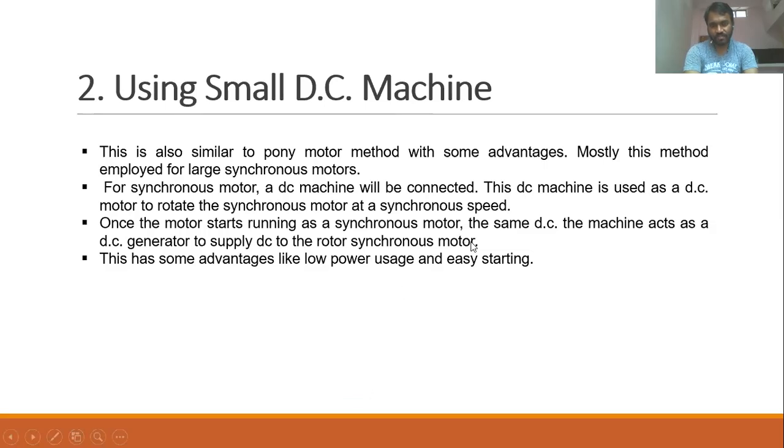Once the DC excitation is given, the rotor is again pulled by the stator fields, and it will try to rotate at synchronous speed. This is by using the DC machine. So in this case, the DC machine can be used in both ways: as a DC motor as well as a DC generator, and it has the advantages of low power usage and easy starting.